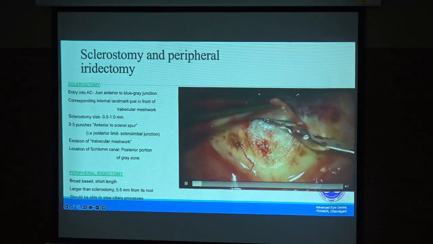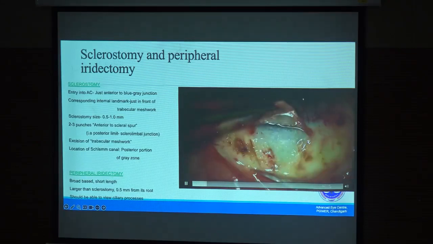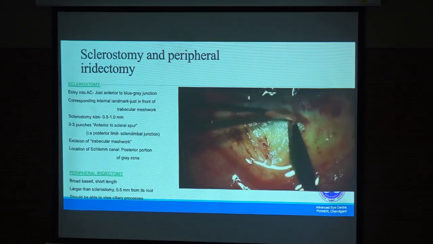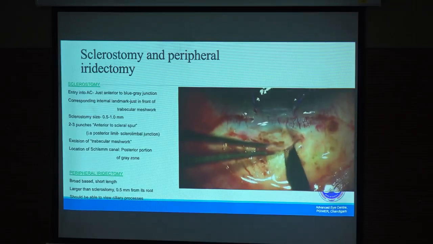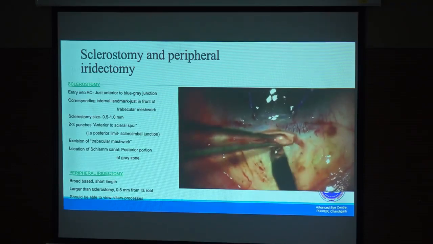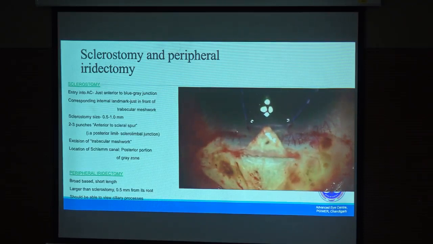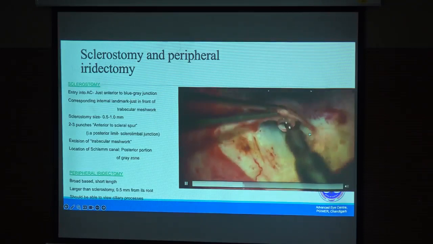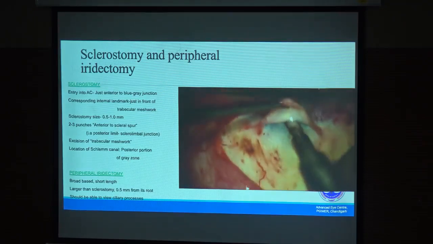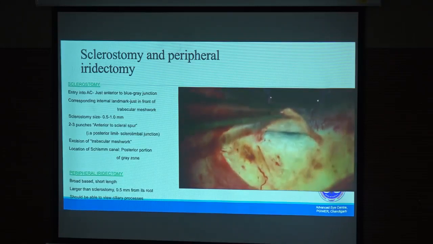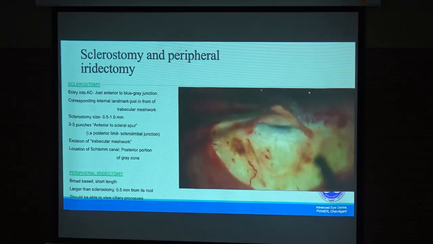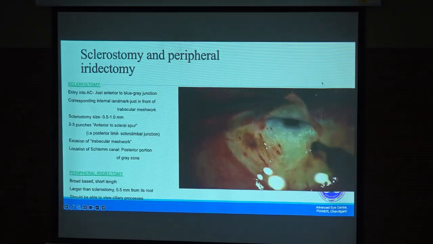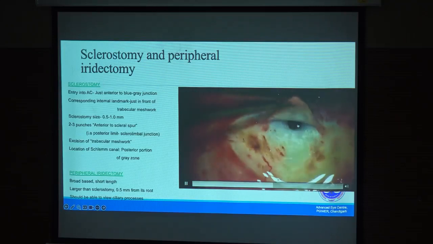So with a 15-degree knife or 11 number blade, how to enter? You should enter the junction between the clear cornea and the blue-gray zone. That I will show in another picture. Do enter, then with a crescent, Kelly sponge, or a 15-degree knife. With a Kelly sponge, take a bite. A 0.5 to 1 millimeter sclerostomy should be made. 2 to 3 bites will be sufficient. Now this is the sclerostomy.